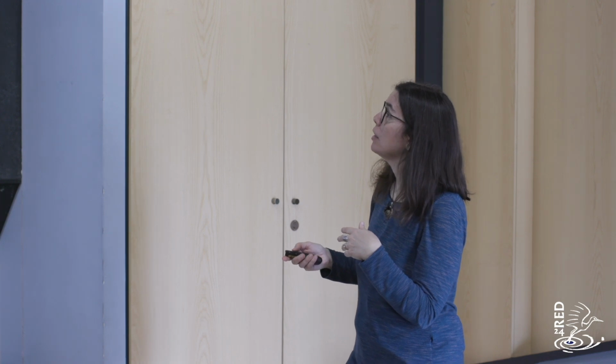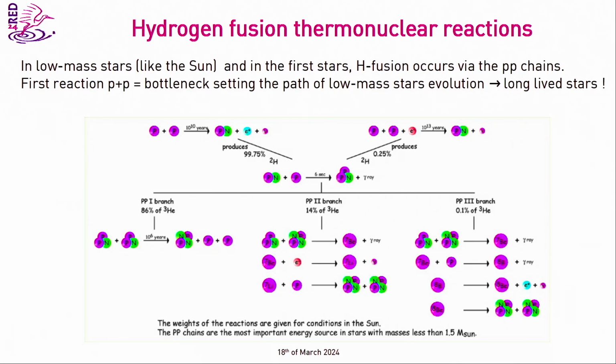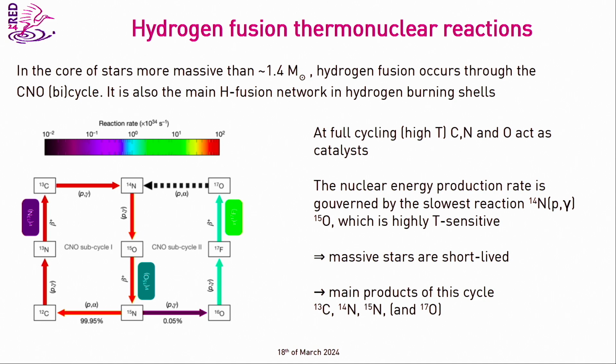There's another way to fuse hydrogen into helium, and this happens in the core of more massive stars, and it requires that you already have carbon, nitrogen, and oxygen available. So it's not possible in the first stars. Okay, so the first stars, the very massive ones, they did the pp chain.